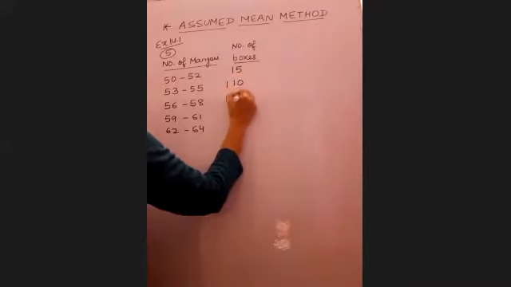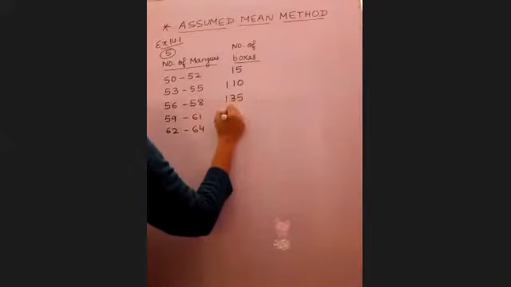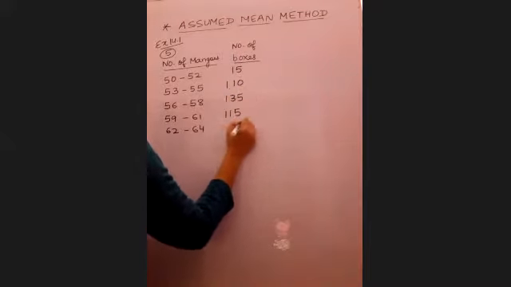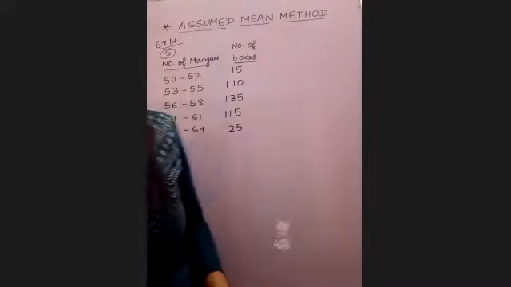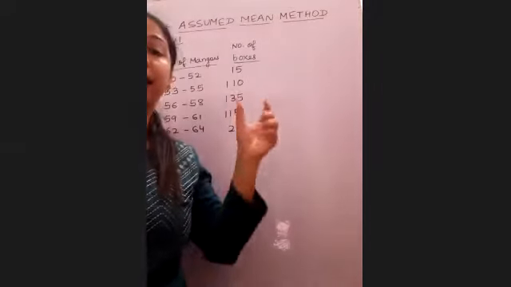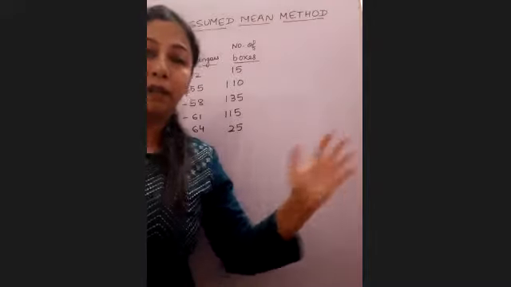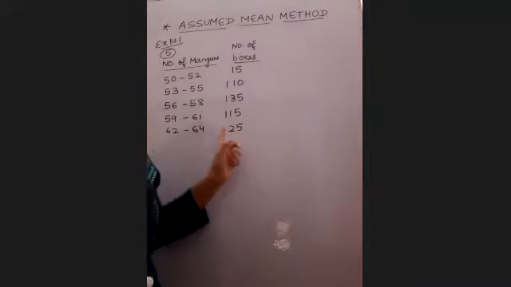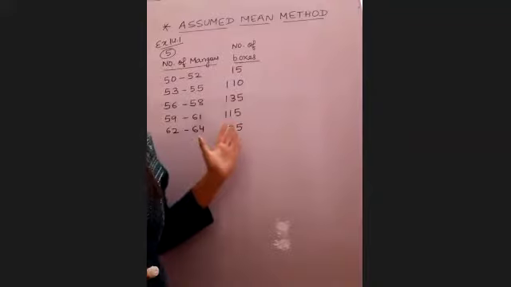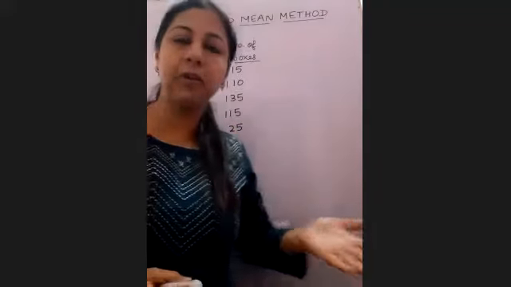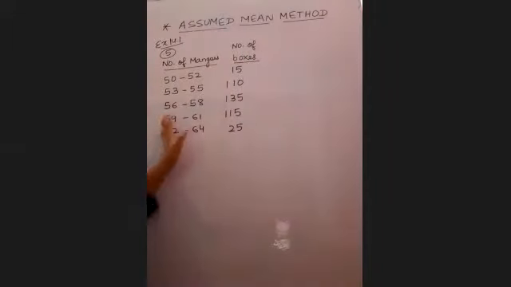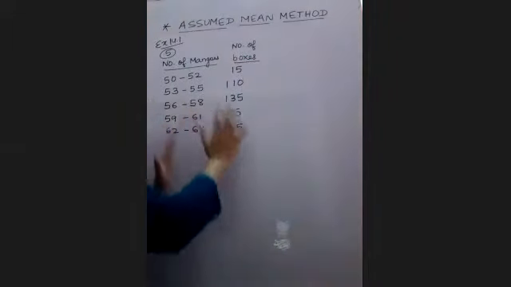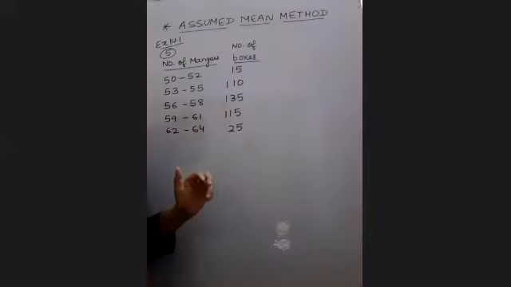Are we supposed to make it continuous? Is there any need? No, ma'am. No need to make it continuous, because we saw in yesterday's class that xi's are unaffected. Xi, that is the class mark, will remain unaffected whether you make it continuous or discontinuous. So why waste our time and get into that? So this is our question. We have to find the mean number of mangoes.